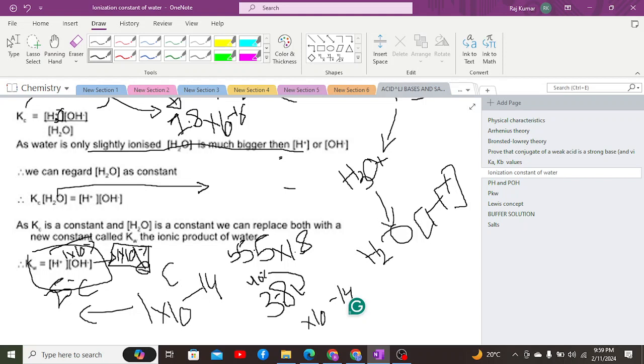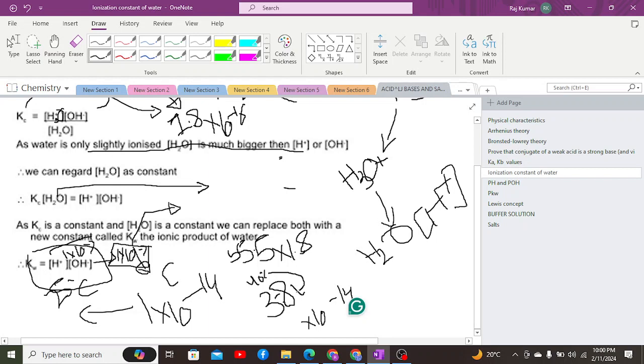One more thing: why are we writing the H and OH ion concentrations as equal? The reason is that H and OH ions are present in equal quantity when water dissociates.